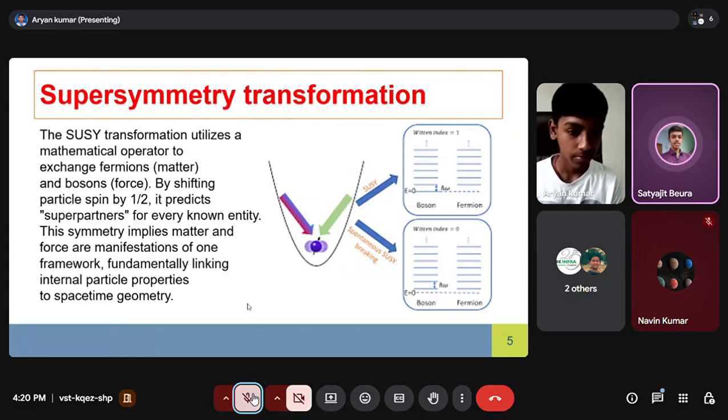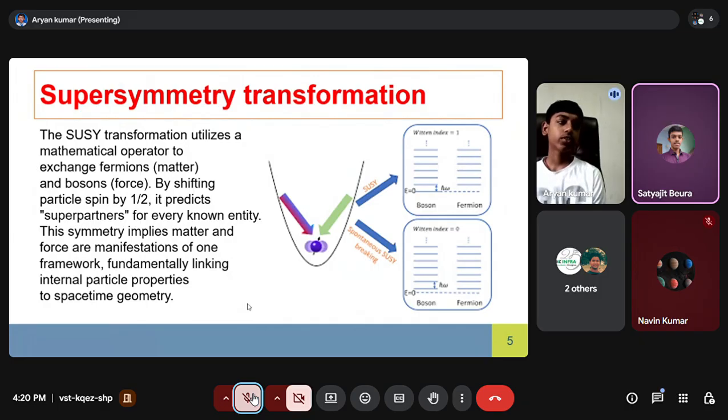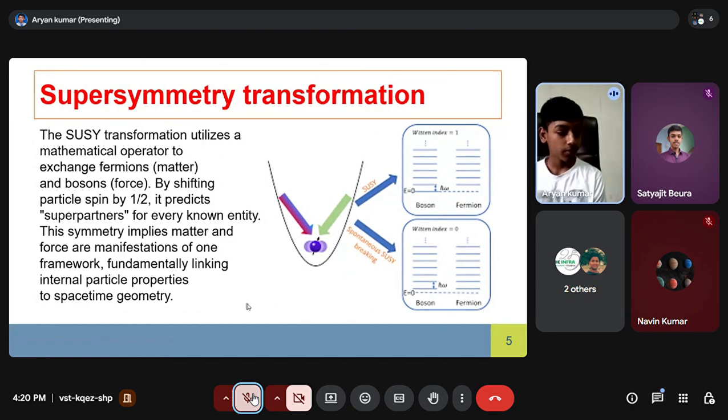You said it predicted superpartners for every known entity. What does entity signify here? Okay, so entity signifies the fundamental particles like the top, the quarks, the electrons, these types of stuff.